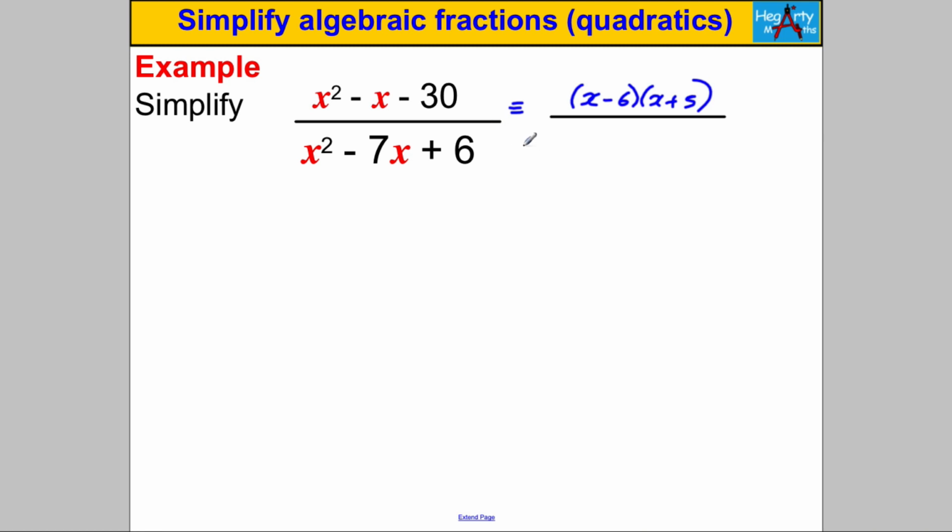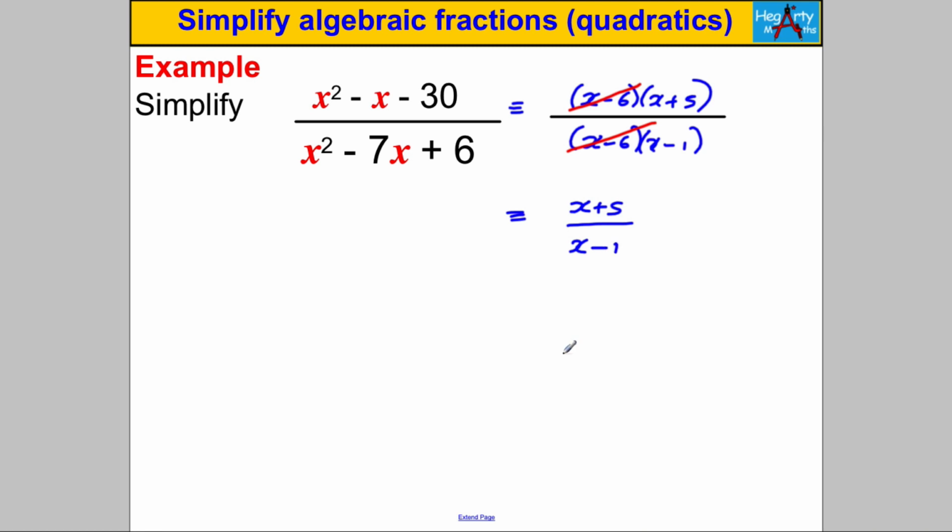Let's factorize the denominator. That's going to factorize as x subtract 6, x subtract 1. Negative 6 multiplied by negative 1 is positive 6. Negative 6 add negative 1 gives me negative 7x there. And oh look, we've got a common factor of x subtract 6, which we can cancel or divide from the numerator and denominator, and we are just left with x add 5, you don't need the brackets around it anymore, divided by x subtract 1.